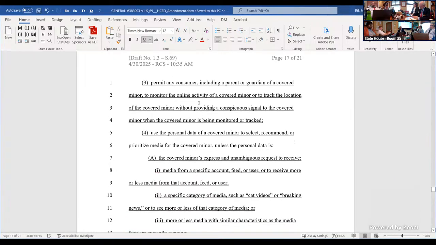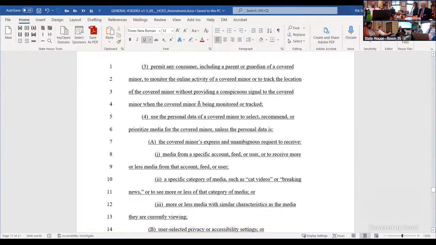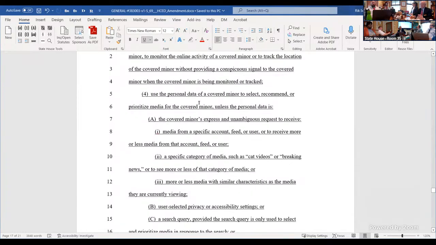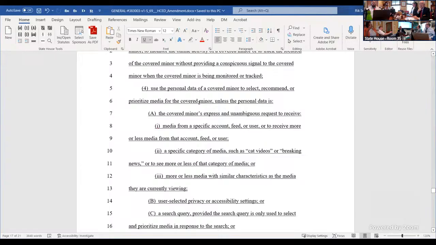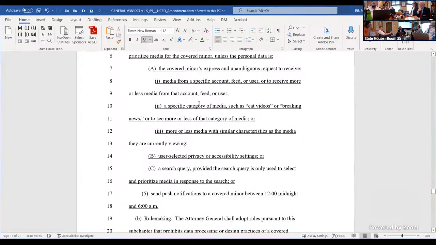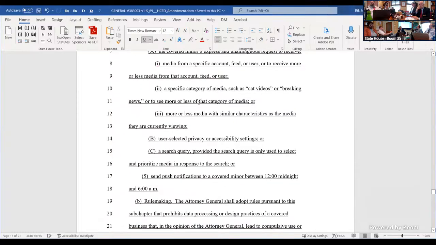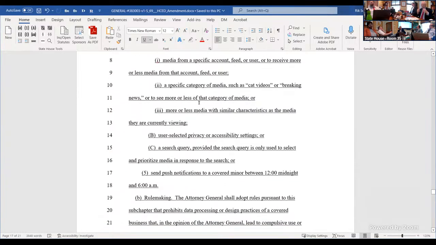Use the personal data of a covered minor to select, recommend, or prioritize media for the covered minor, unless the personal data is A, the covered minor's express and unambiguous request to receive media from a specific account, feed, or user, or to receive more or less media from that account. A specific category of media, such as cat videos, my favorite one, or more or less media with similar characteristics as the media they are currently viewing.